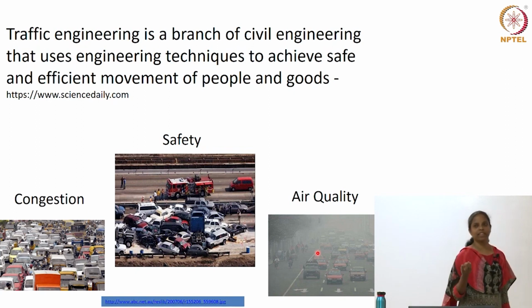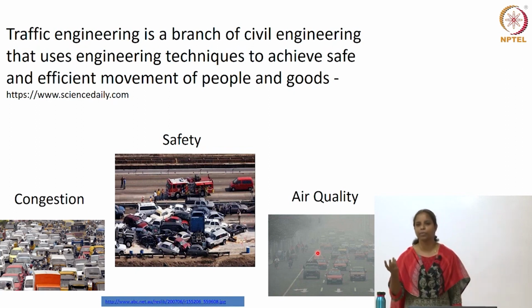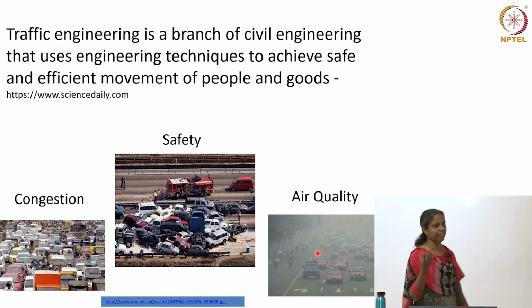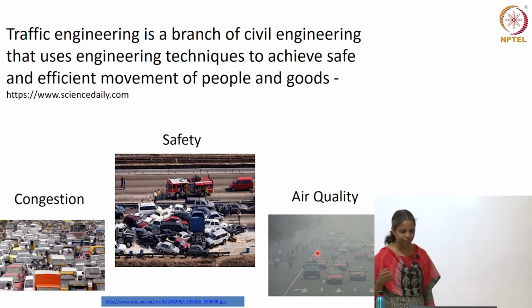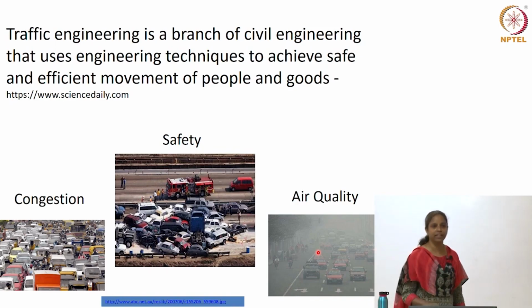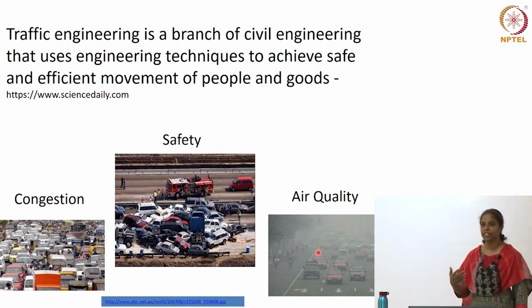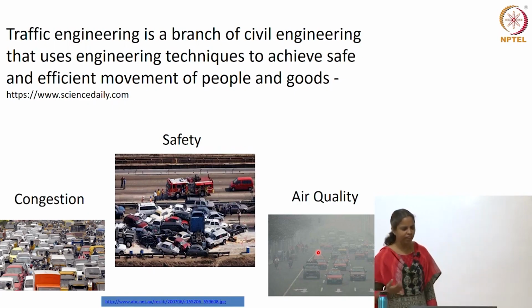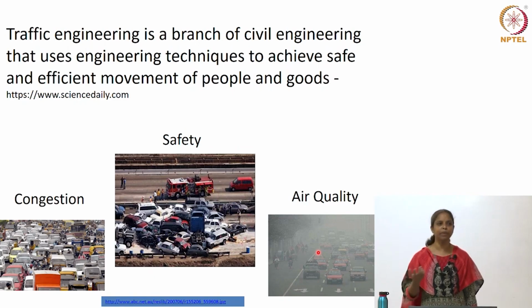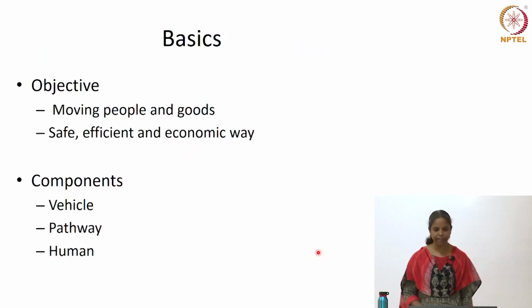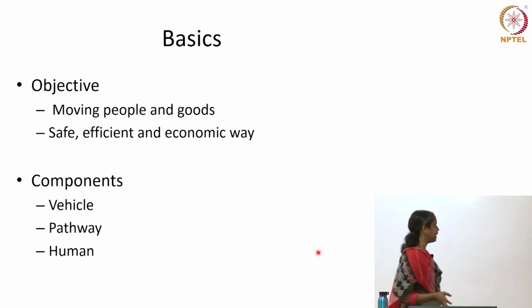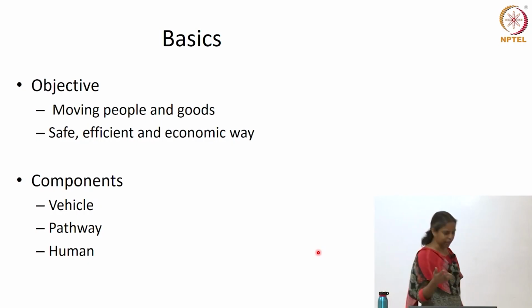And why do we do this? There are mainly three problems which we talk about. One is congestion, the other is safety, the third is pollution or emissions. So, when we design this system, we are talking about how to address these problems, so that these problems are minimized. And what is the problem here? When you look at these objectives, let me go to the next slide. The basic objectives you will see in any textbook are safe, efficient and economic movement of people and goods.